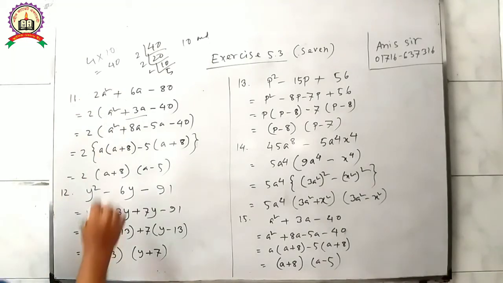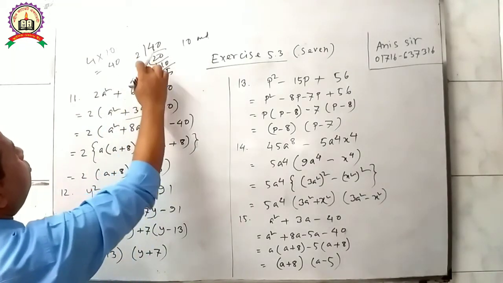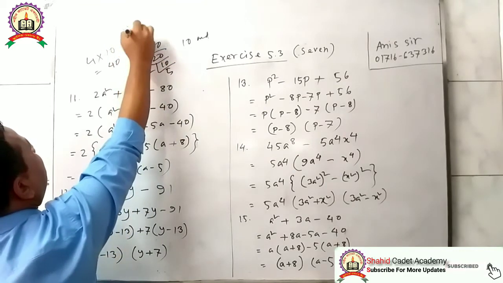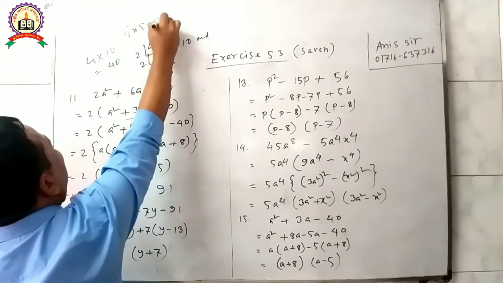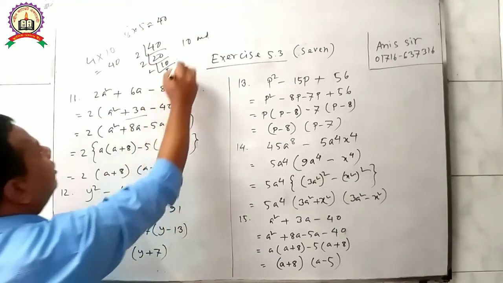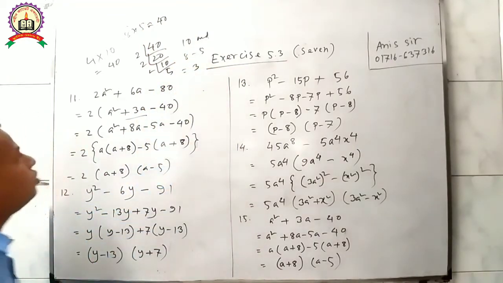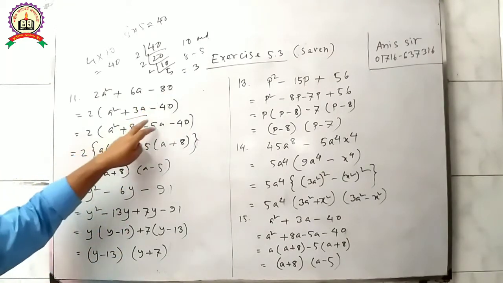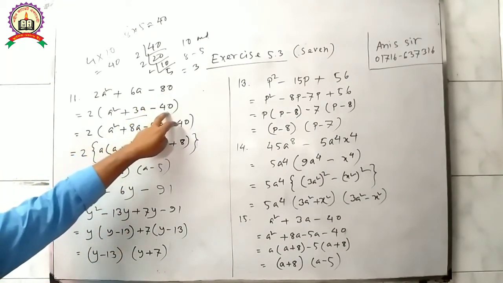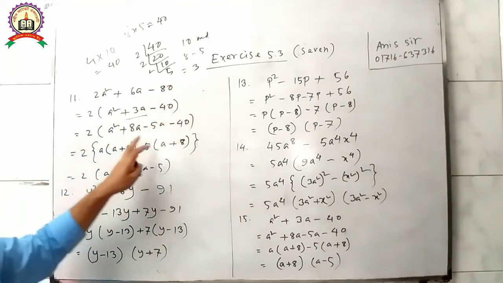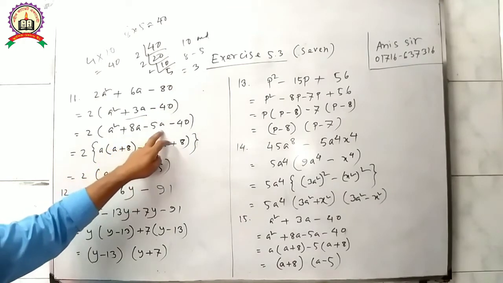Then 8 into 5 equal to 40, and 8 minus 5 gives 3. So it is applicable, these both terms. If we multiply, then we get 40. If we add or subtract, then we get plus 3. So we have to take plus 8a minus 5a.